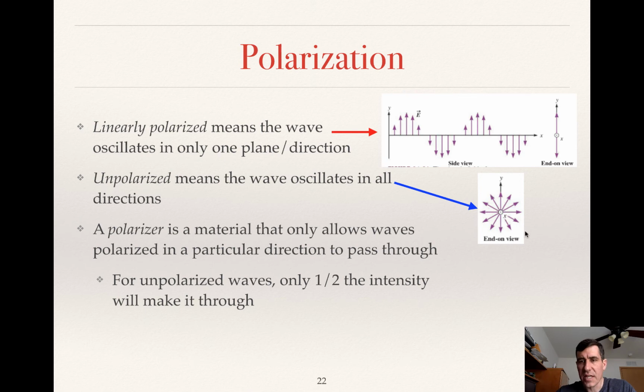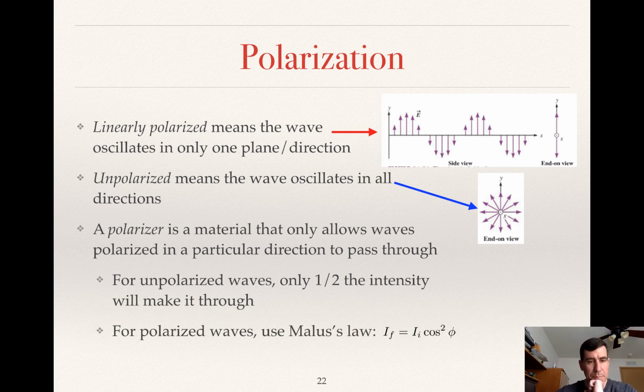So what happens if you start with an unpolarized wave and pass it through a polarizer? Actually then you'll get a polarized wave out. But since not all the energy is going to make it through, you only get half the intensity of the wave coming through.